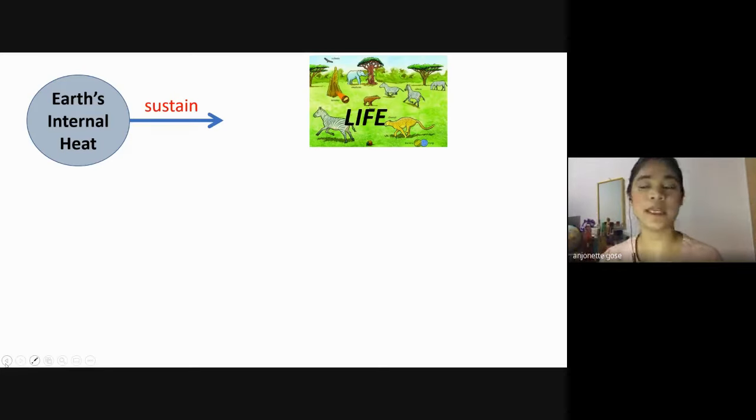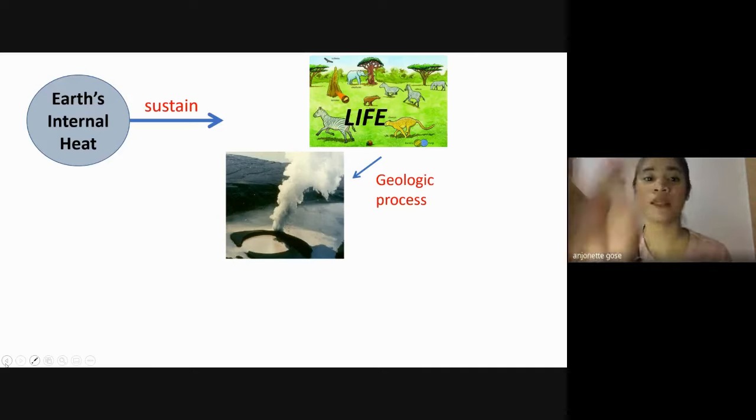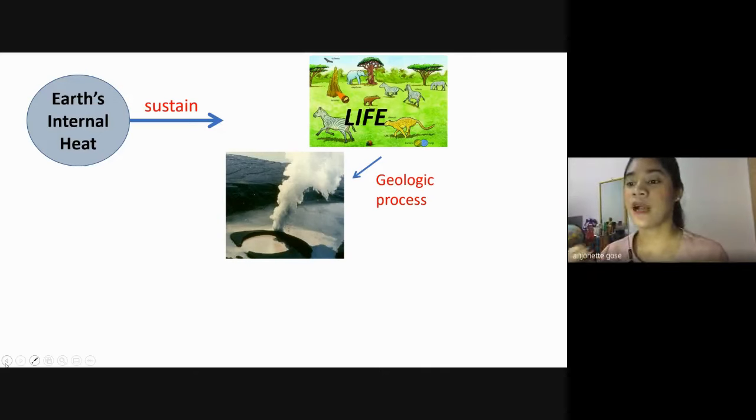Aside from sustaining life, the earth's internal heat is also significant for different geologic processes to happen. So, what are the different geologic processes? Number one, of course, the volcanic eruption. Volcanic eruption, as we are all familiar with, releases an enormous amount of energy. That molten material has extreme temperature. Ngayon, ano yung source? Saan gagaling yung init na nire-release during volcanic eruption? That is by the earth itself.